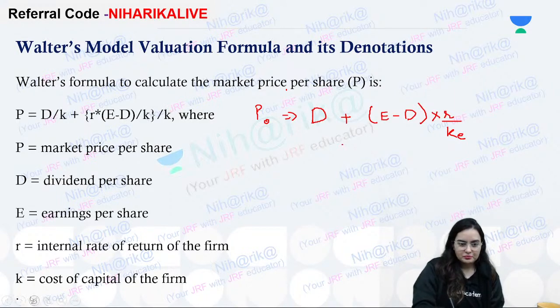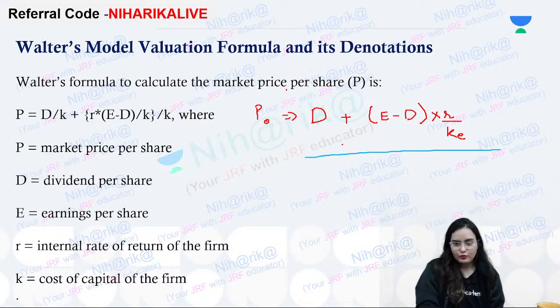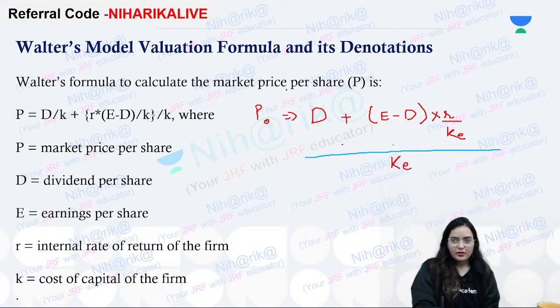Now, one thing, we will write a line. This will be a full division line. Then after that, please write KE here. Okay. So it is dividend plus (EPS minus DPS) into the rate of return upon KE, and whole upon KE.